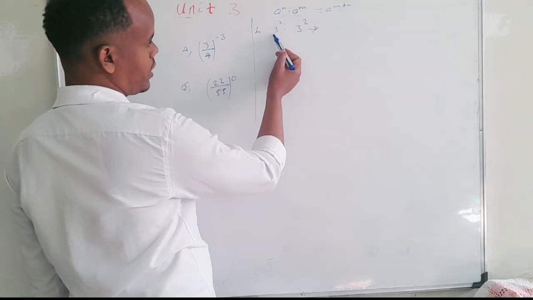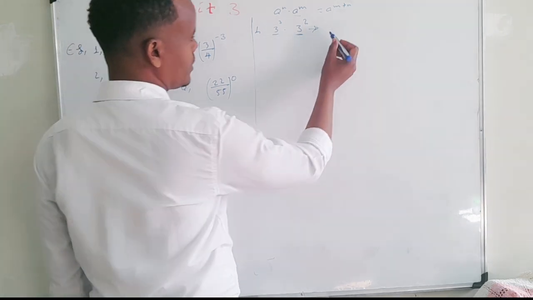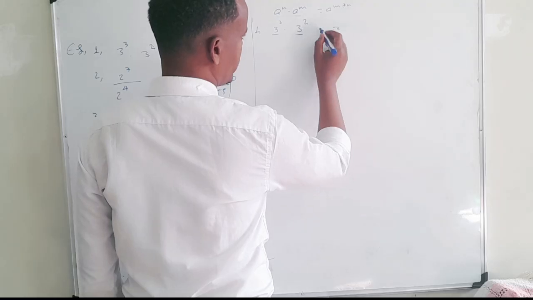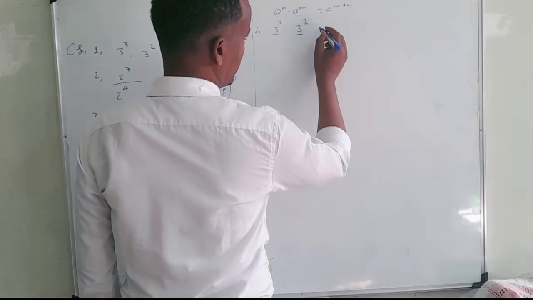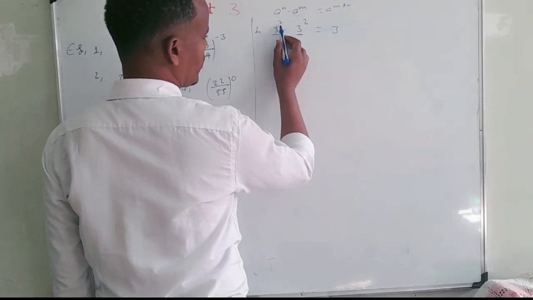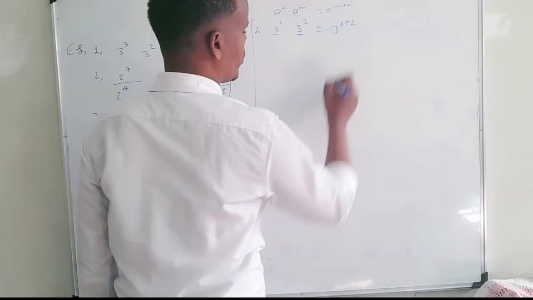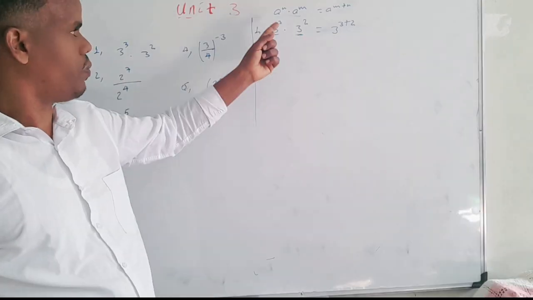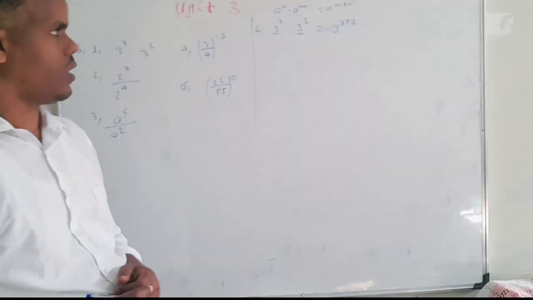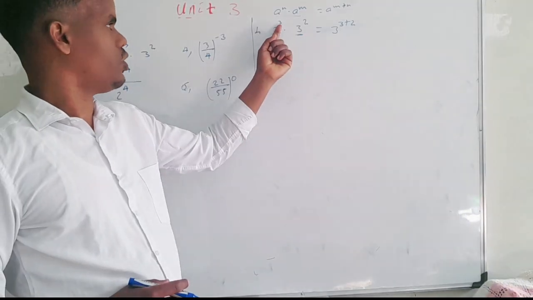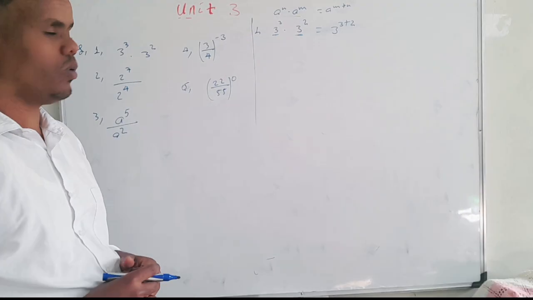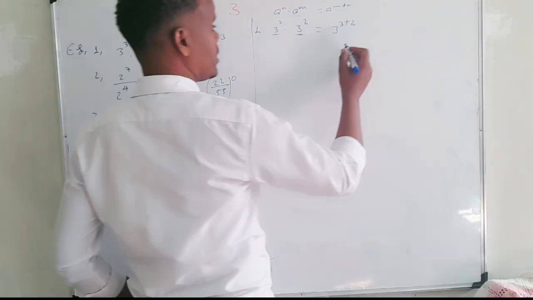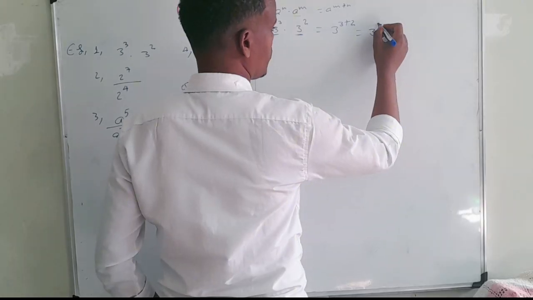As you know, this means 3 to the power of 3 plus 2. Select one of the bases, then simply add the exponents. 3 plus 2 is 5, so the answer is 3 to the power of 5.